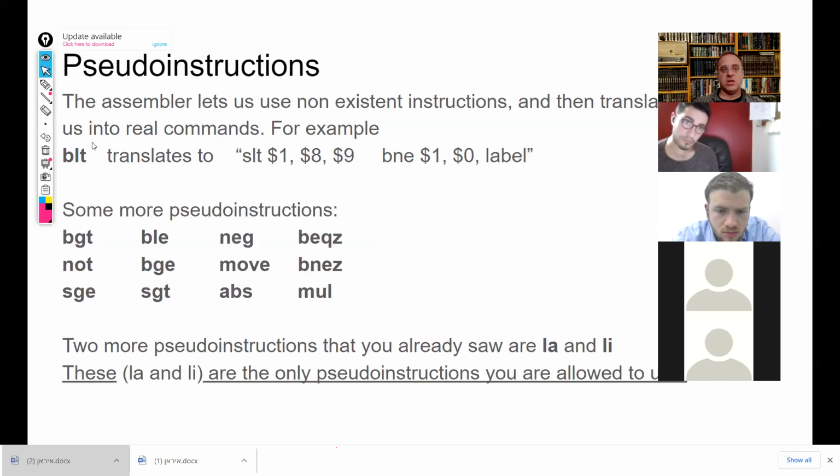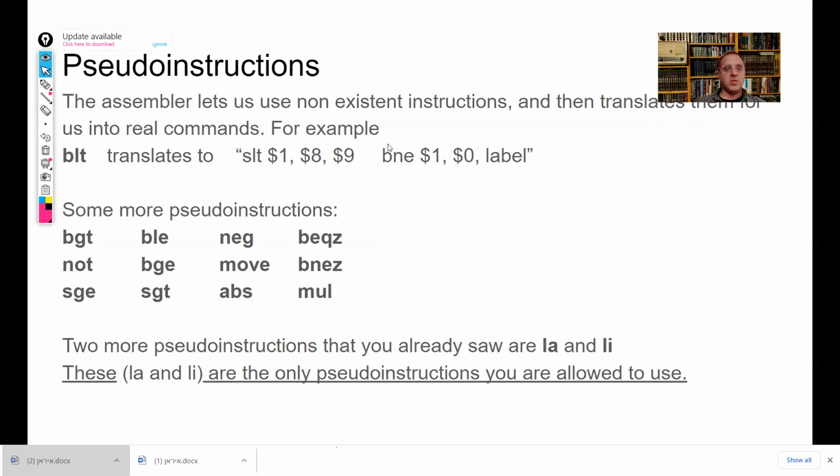These are some pseudo instructions that you can't use. The assembler lets us use non-existent instructions. I told you that. And then it translates them for us into real commands. For example, BLT, branch less than. It's a pseudo command. You're not allowed to use that in the lab. But how would we translate it? It would be set less than. If this is less than, then branch not equal. If the result of that test is not equal to 0, in other words, if it's 1, then jump to the label. So you see, I can translate a BLT into an SLT and a branch not equal. And that's always what it's going to be. You're always going to write it like this: an SLT and then a branch EQ or branch NE.